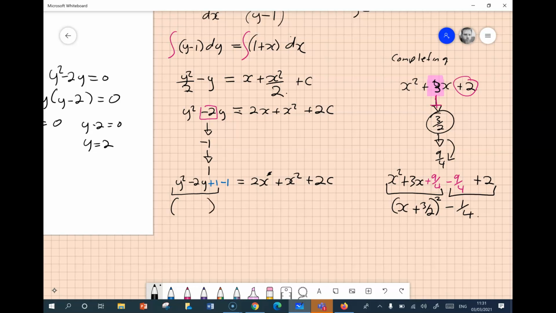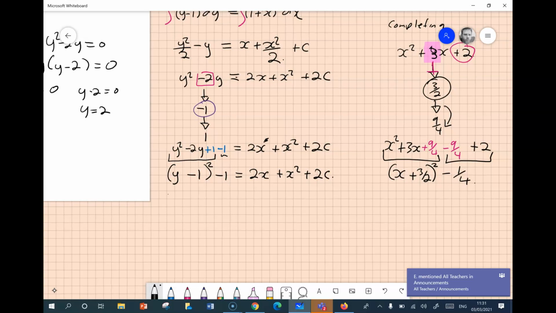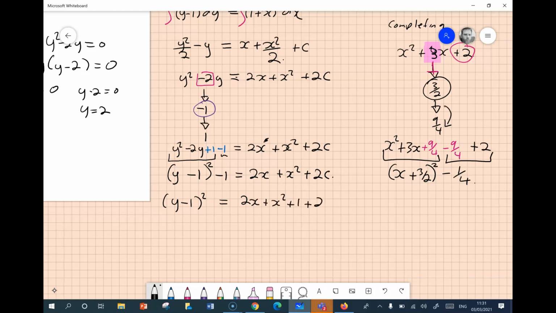So y squared minus 2y: it'll always be y and then a squared. And then the important number is the minus 1. That's going next to the y, y minus 1. But of course I still have my minus 1 here at the end, equals 2x plus x squared plus 2c. And this is going to make my life a lot easier now. So I've got y minus 1 squared. I'm going to bring my minus 1 over, it's going to become plus 1. So 2x plus x squared plus 1 plus 2c, the arbitrary constant.